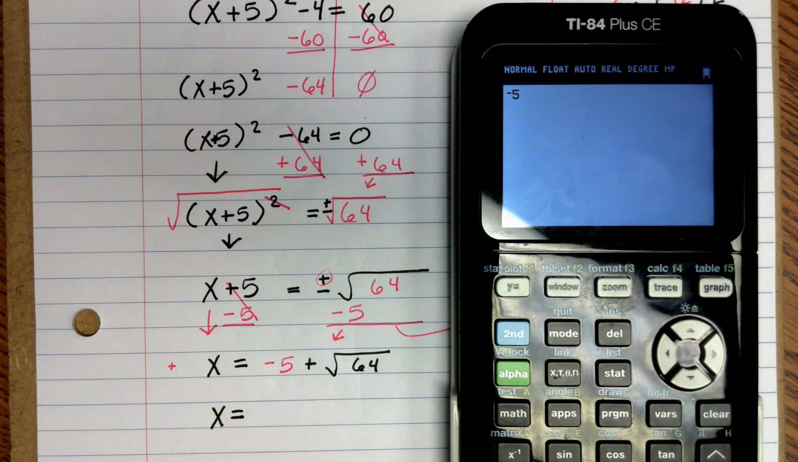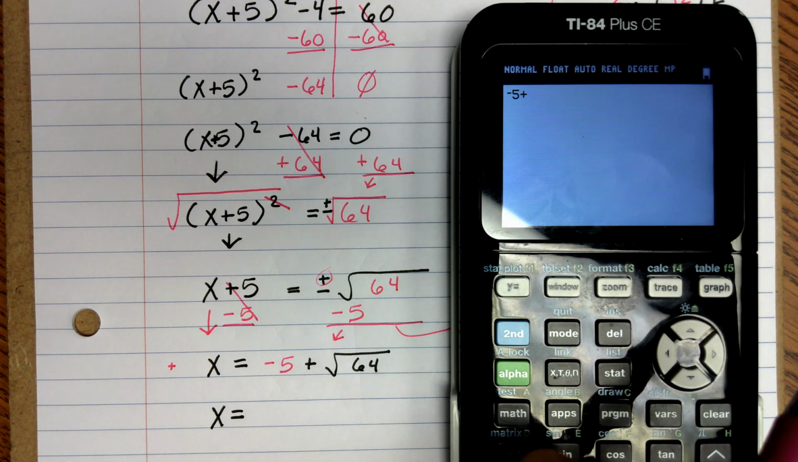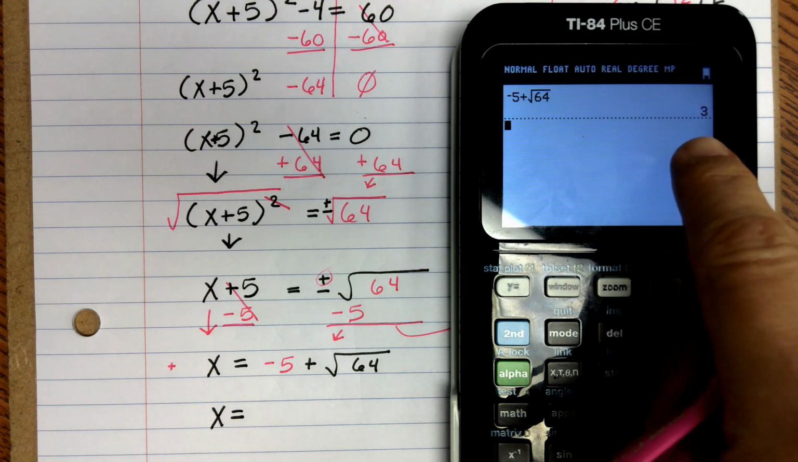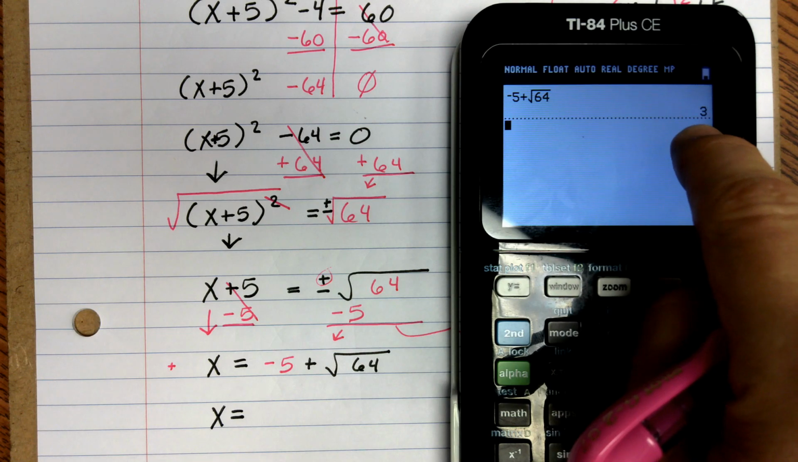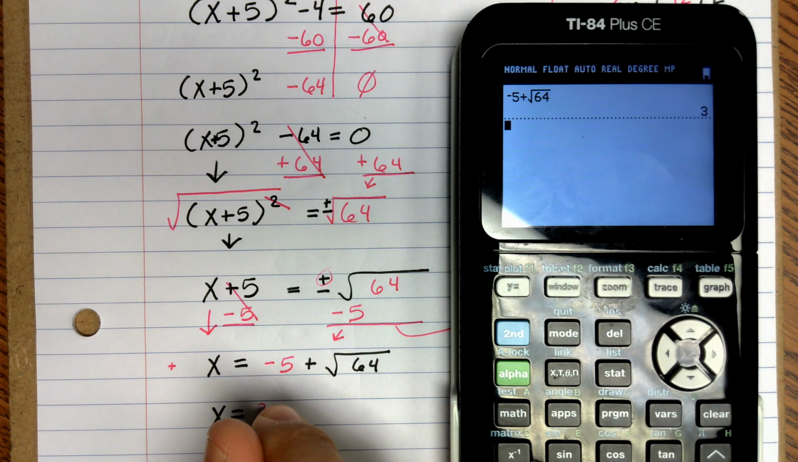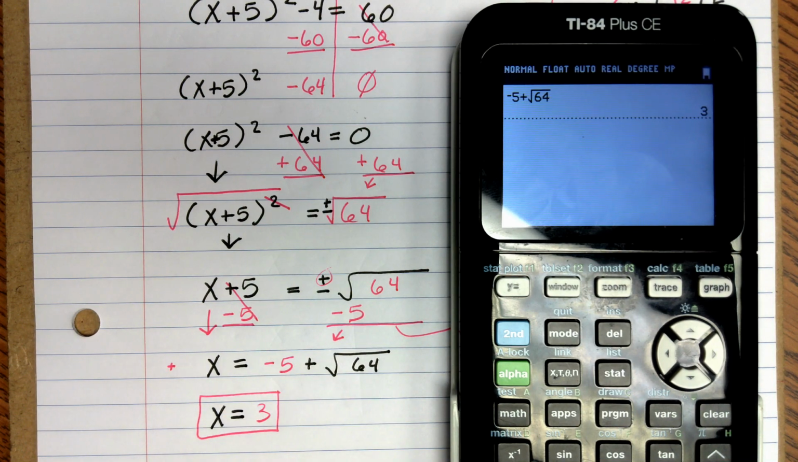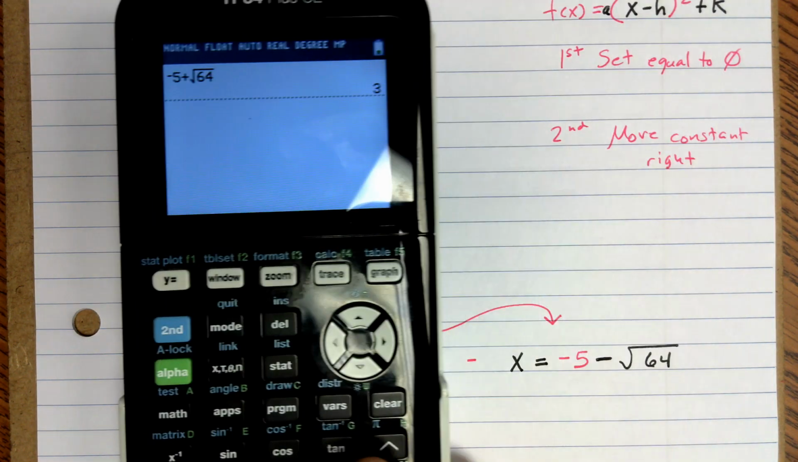In my opinion, I would go ahead and then simplify the radical and leave it as an exact answer. So I'm going to type in negative 5 plus the square root of 64, and I'm going to hit enter. And notice it gives me an integer, so I have 3. So x is equal to 3, and I'm going to box it. So that's one of my solutions. And now I'm going to do the other one.